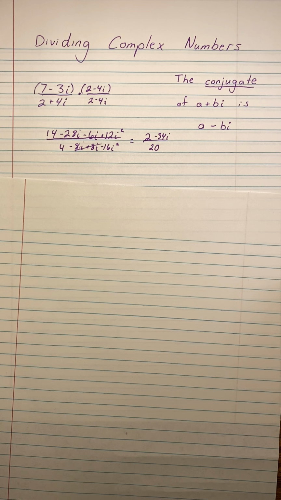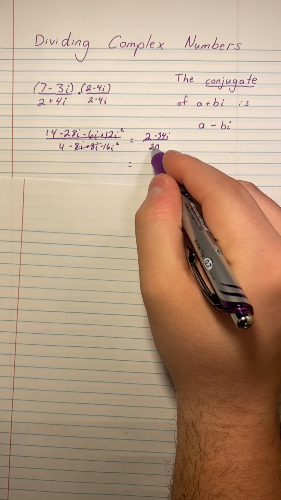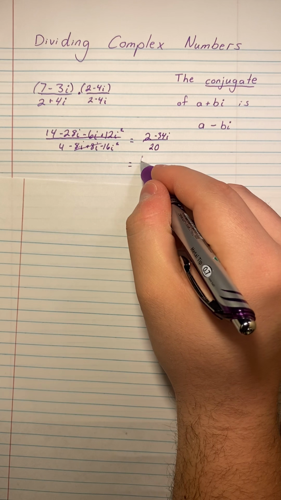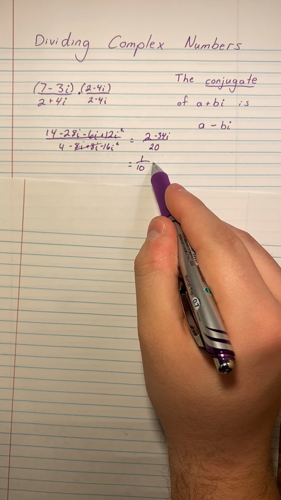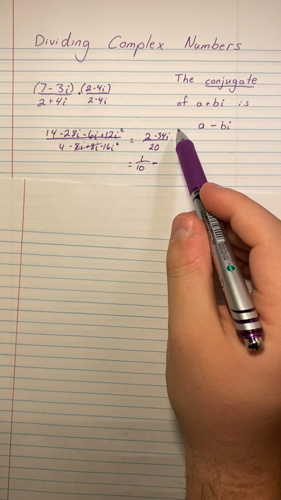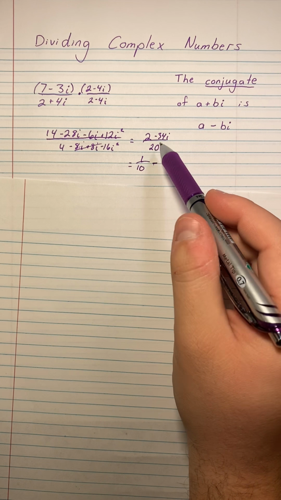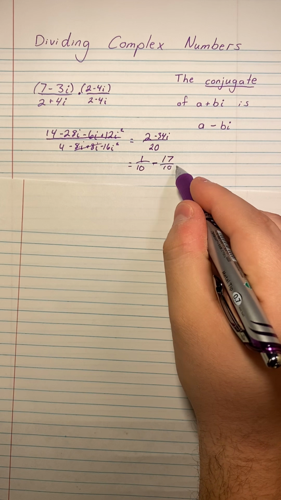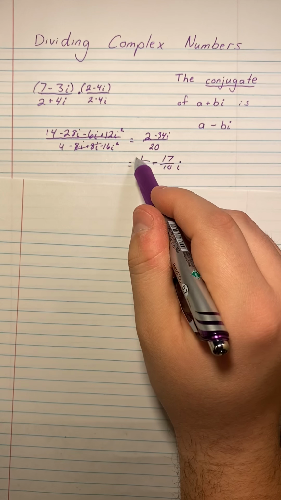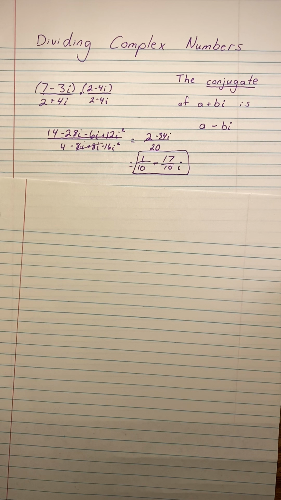And then to finish simplifying this, all we're going to do is reduce the fractions. We have two terms here, both being divided by 20. So we're going to split this up. 2 over 20 could reduce to 1 over 10. Minus 34i over 20. I could divide out a common factor of 2. So 34 divided by 2 is 17. 20 divided by 2 is 10. So minus 17 over 10 i. And this would be our final answer, 1/10 minus 17/10 i.